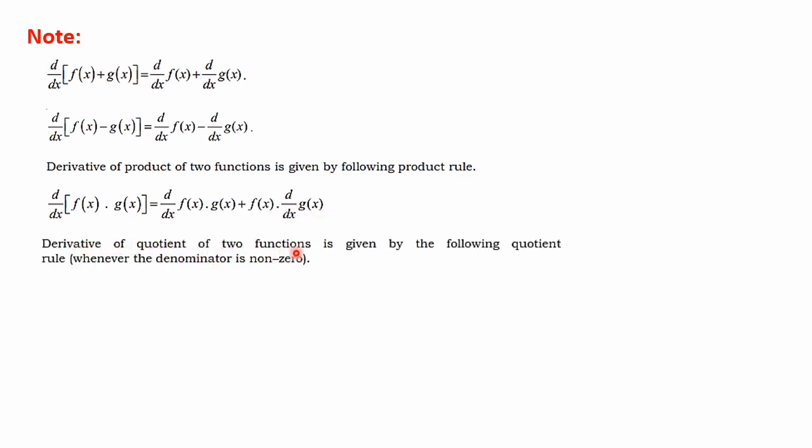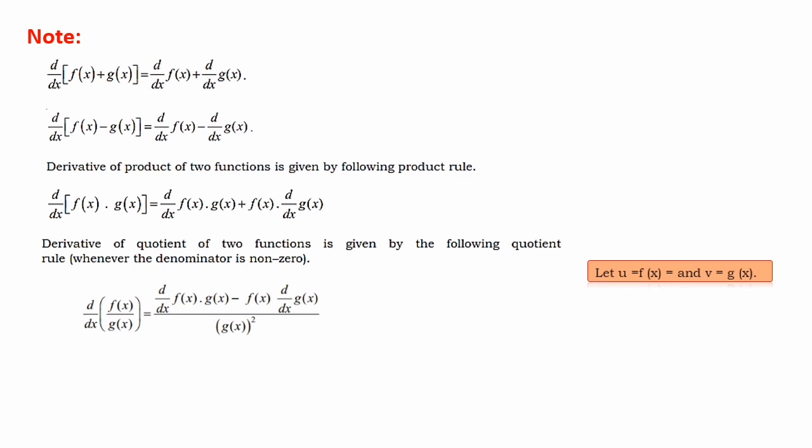Derivative of quotient of two functions is given by the following quotient rule, wherever the denominator is non-zero. So d by dx of f of x by g of x is equal to, first of all, in the denominator we have to write the denominator square, that is g of x the whole square. Then in the numerator, derivative of the first function into the second function, that is d by dx of f of x into g of x, minus first function into derivative of the second. Once again, first of all we have to write the denominator square, then derivative of the numerator into the denominator minus numerator into derivative of the denominator.